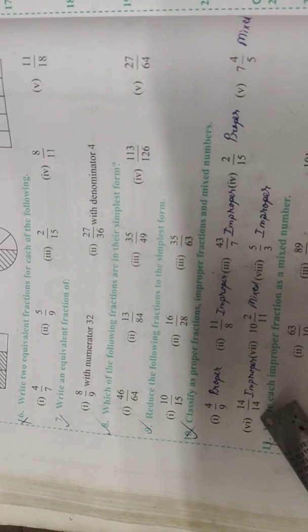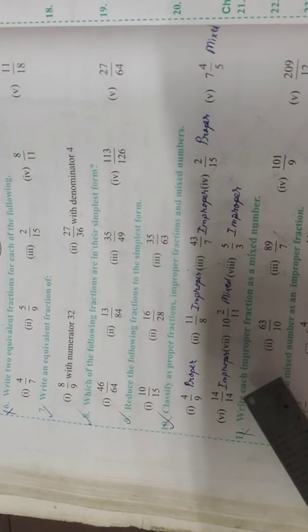Next comes improper fractions. Improper fractions are those fractions whose numerators are either bigger than the denominator or the same as the denominator. Like this one you see, 14 by 14. Both numerator and denominator are the same. In that case, we will call this fraction an improper fraction. Proper fractions are those whose numerators are smaller than the denominator. Improper fractions, either the numerator and denominator are the same or the numerator is bigger than the denominator. So how many improper fractions do you have here? 11 by 8 is an improper fraction. 43 by 7 is an improper fraction.